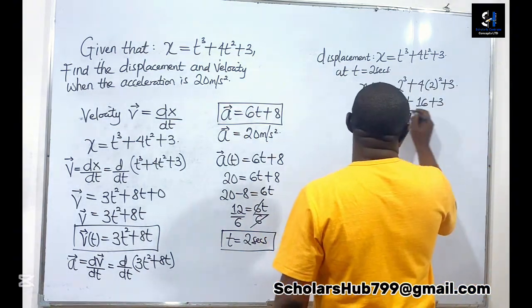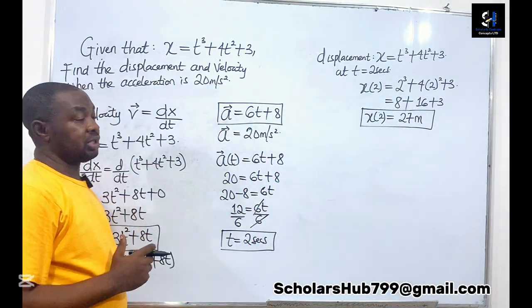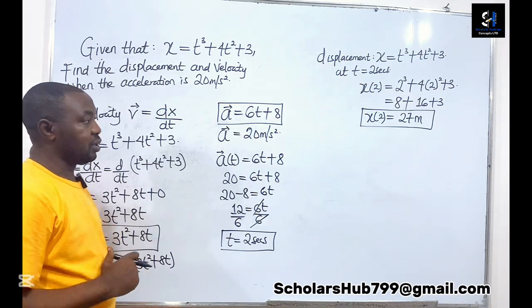So the displacement when the time is 2 seconds is 27 meters, because 8 plus 16 is 24, and 24 plus 3 is 27.